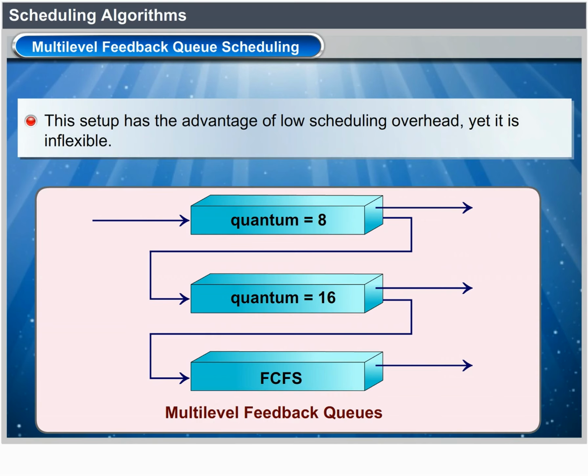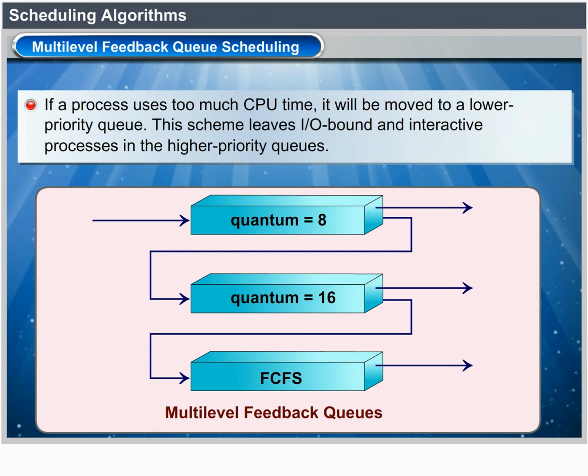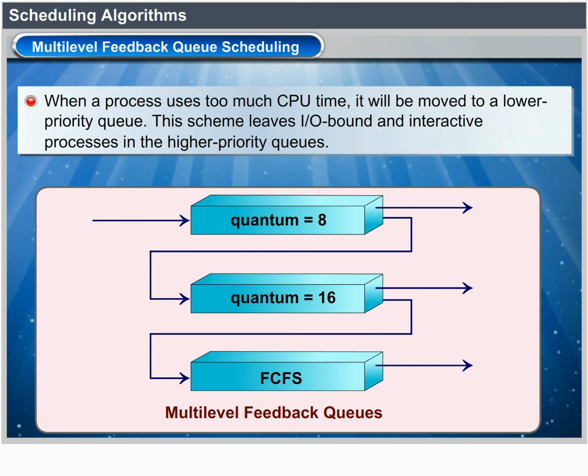The multi-level feedback queue scheduling algorithm, in contrast, allows a process to move between queues. The idea is to separate processes according to the characteristics of their CPU bursts. If a process uses too much CPU time, it will be moved to a lower priority queue. This scheme leaves input-output bound and interactive processes in the higher priority queues. In addition, a process that waits too long in a lower priority queue may be moved to a higher priority queue. This form of aging prevents starvation.